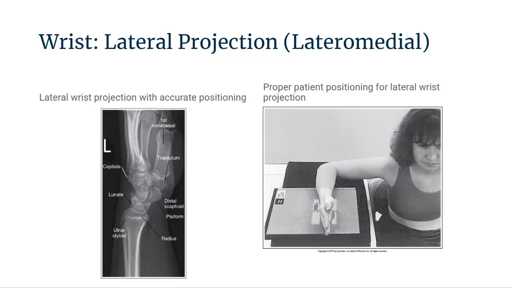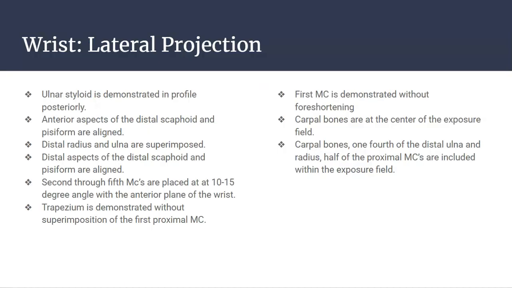The trapezium is demonstrated without superimposition of the first proximal metacarpal. The first metacarpal is demonstrated without foreshortening. The carpal bones are at the center of the exposure field. The carpal bones, 1/4 of the distal ulna and radius, and half of the proximal metacarpals are included within the exposure field. Here are those guidelines for your review.